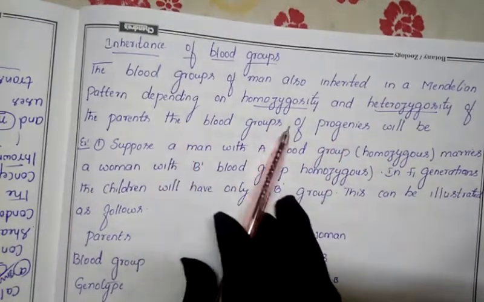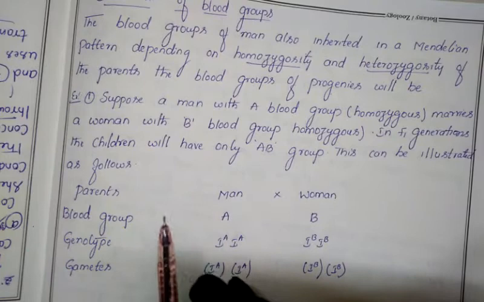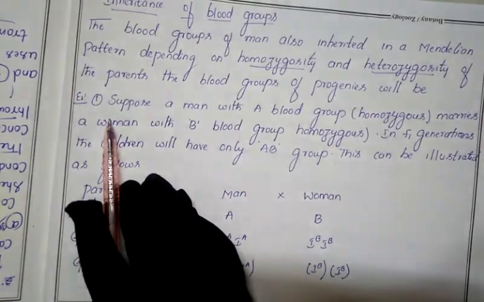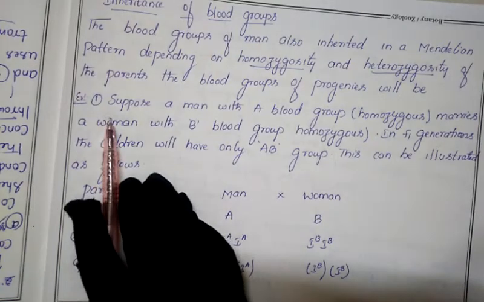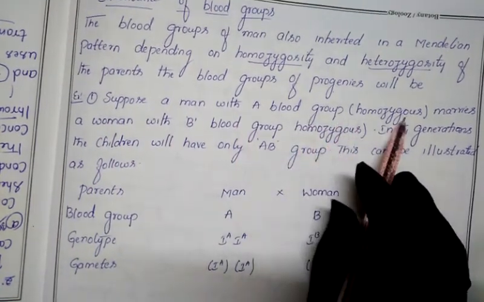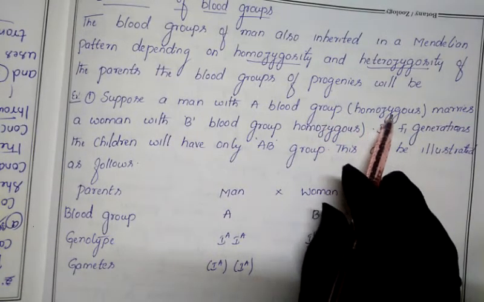Related to this, certain questions are given in your exam, especially in your NEET exam. So let us discuss by taking one problem here. The problem given is: suppose a man with blood group A. In the man, what type of alleles are present? They have been given in the bracket.